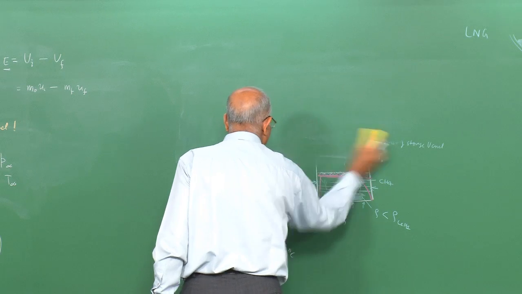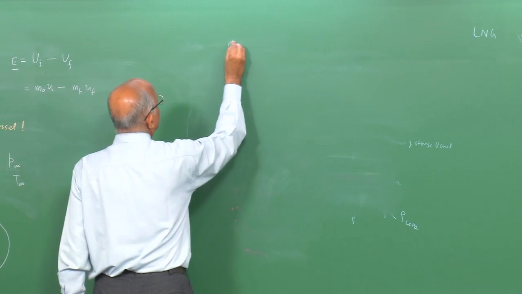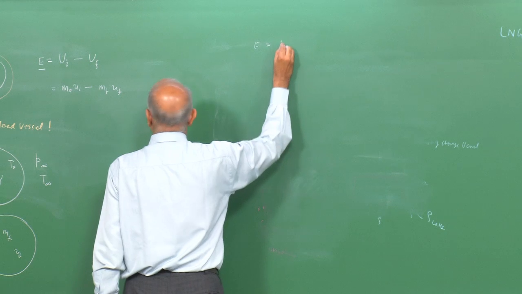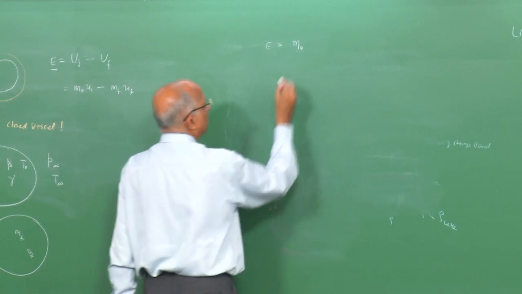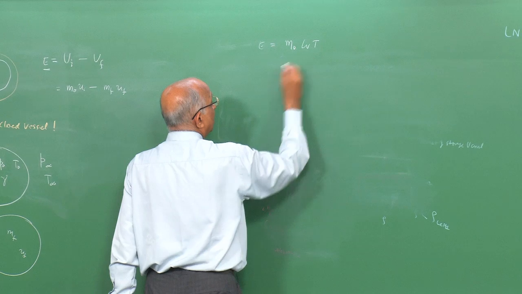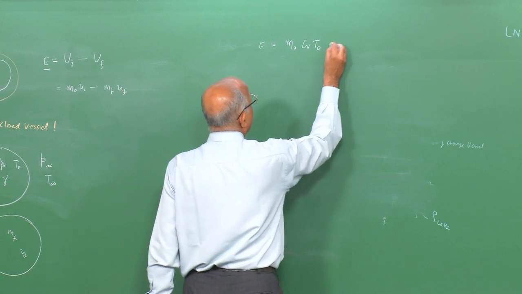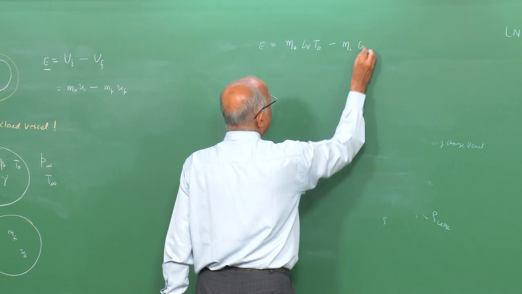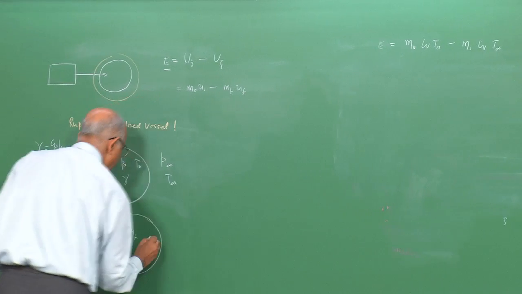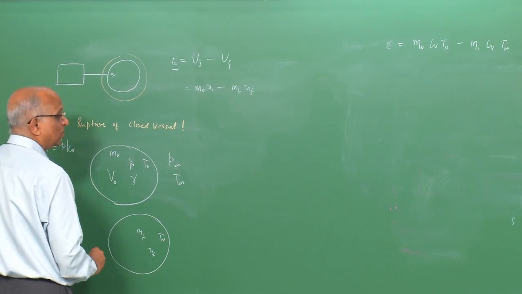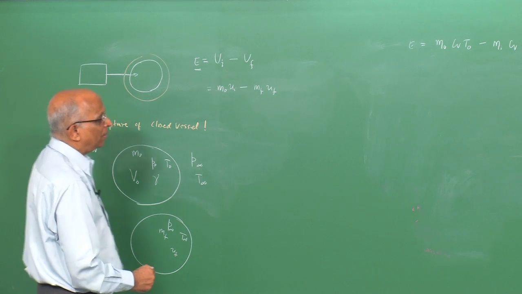I have E equal to m0. I can write internal energy. We have seen internal energy is equal to Cv T, that means T0, the initial temperature over here, minus Mi into Cv into the ambient temperature, because once rupture has taken place, it is the ambient gas which is occupying this volume. The final pressure is equal to the ambient pressure because nothing else is there.